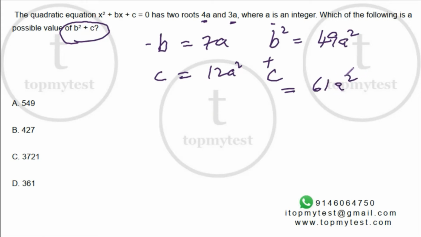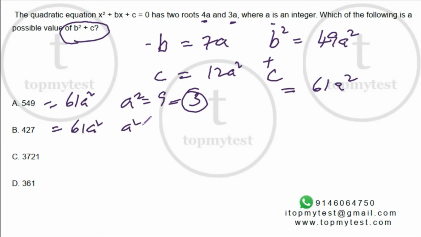And a has to be an integer. So 61a² should be one of these values. Now if I put this as 61a², if you divide by 61, you'll get a² equal to 9. Possible, a is equal to 3. It's possible.